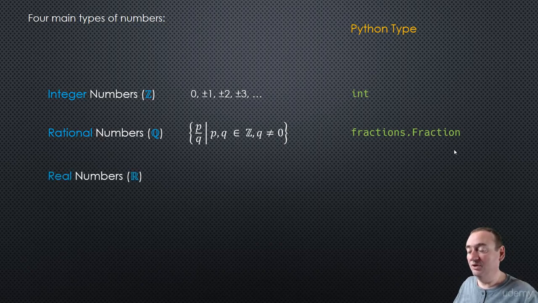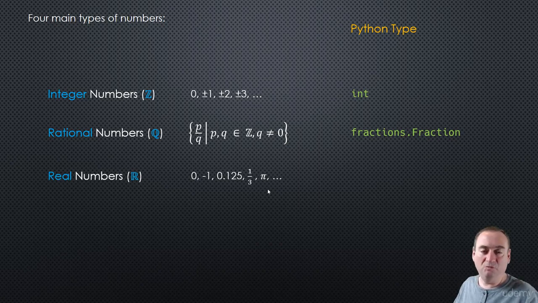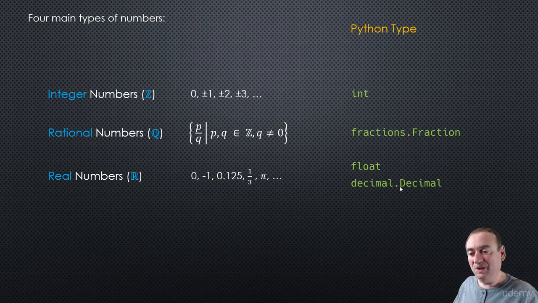Then we have real numbers. Real numbers are the numbers that we're used to working with every day. You know, 0 is a real number, minus 1 is a real number, 0.125, 1/3, pi, e, all those are regular real numbers represented by this symbol r. And those can be represented in two different ways in Python. Usually the most common one is to use a float. That's kind of the default that we have in Python. But we can also use the Decimal class in the decimal module when we want to have more control over the precision of those numbers. And we'll look at that in detail as well.